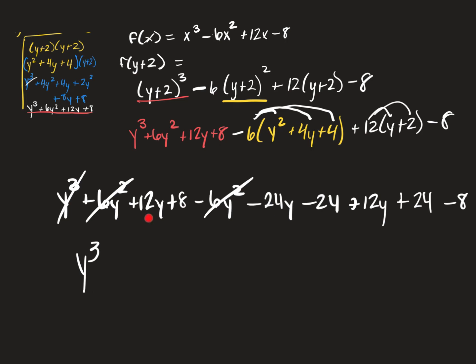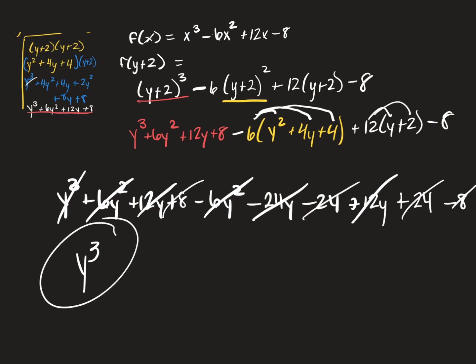So then I have 12y minus 24y plus another 12y. So if you add the two 12s first, you get a positive 24 and a minus 24. Look at that. They cancel. You have a negative 24 and a positive 24. Those cancel. You have a positive 8 and a negative 8. Those cancel. So you did all that work to get an answer of y cubed.